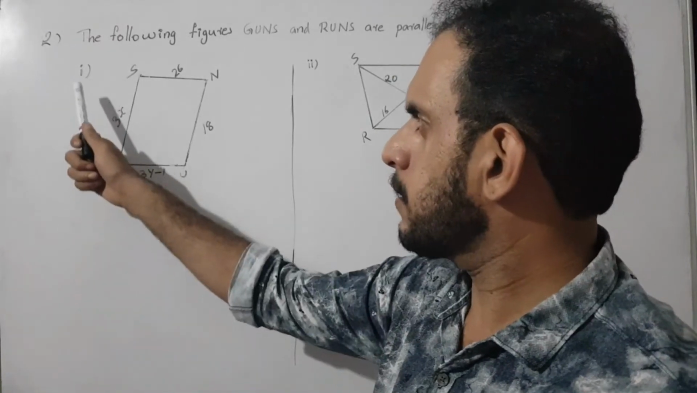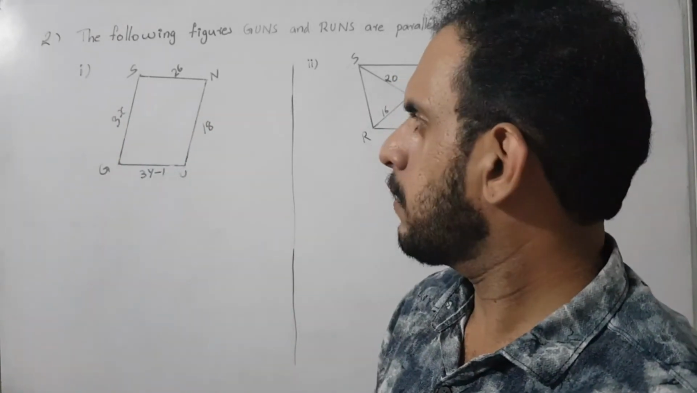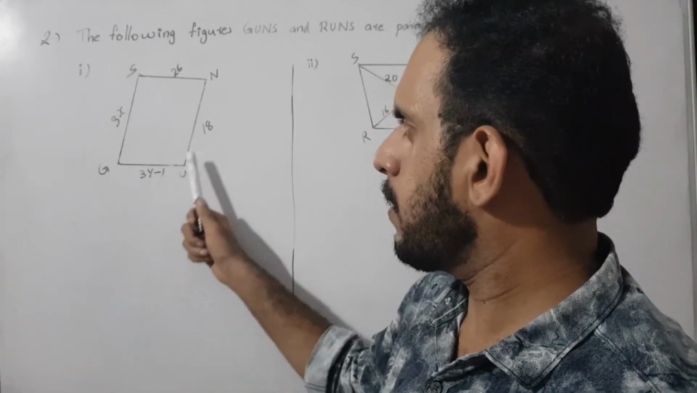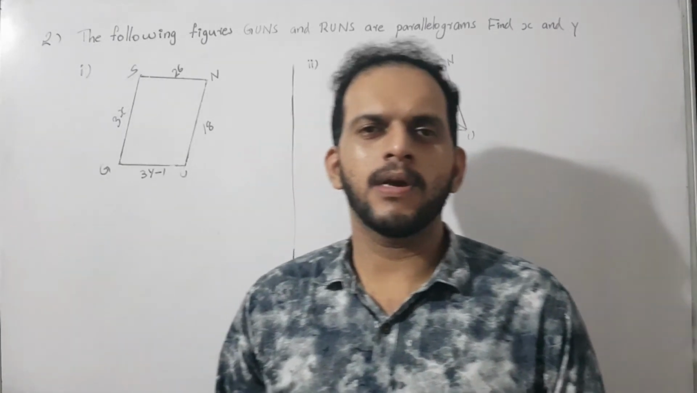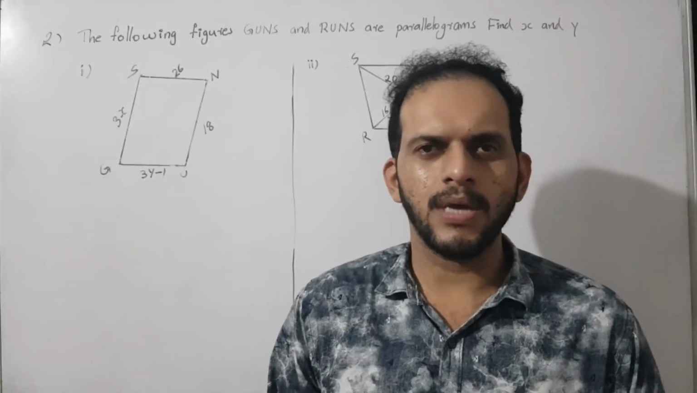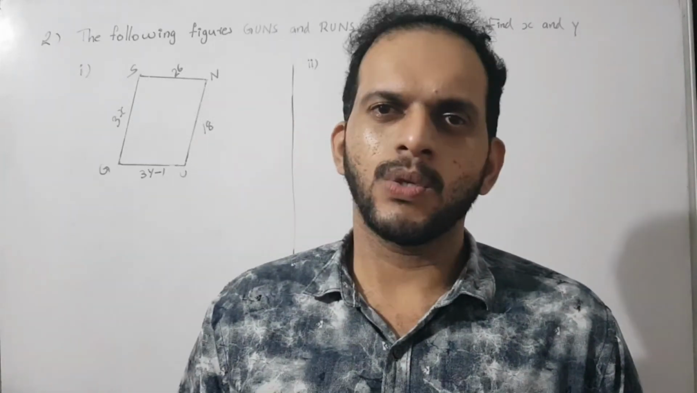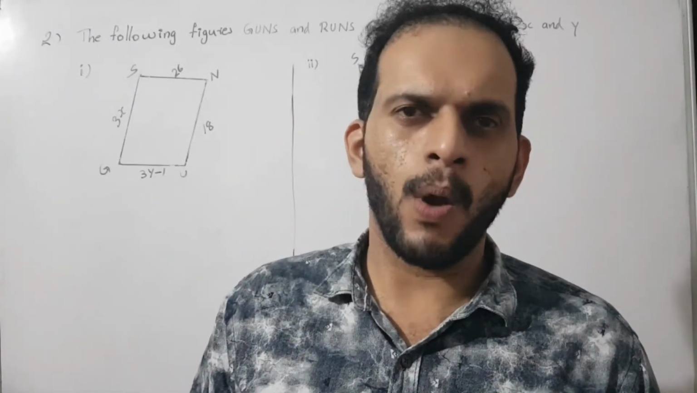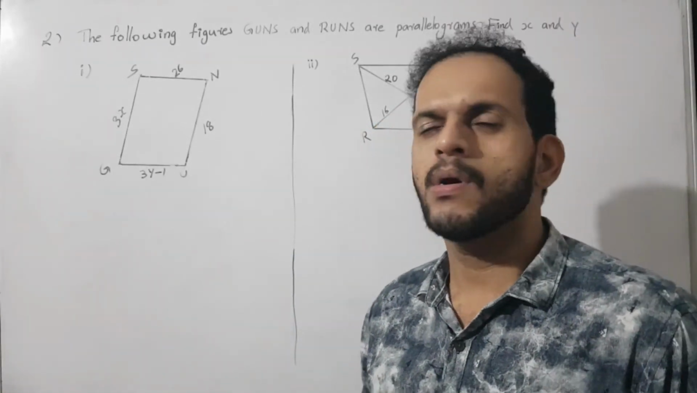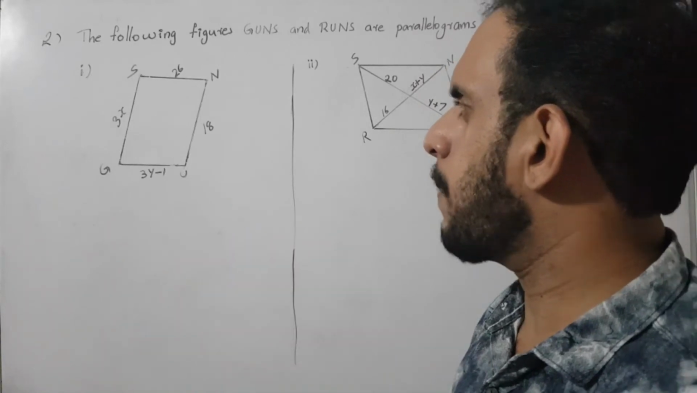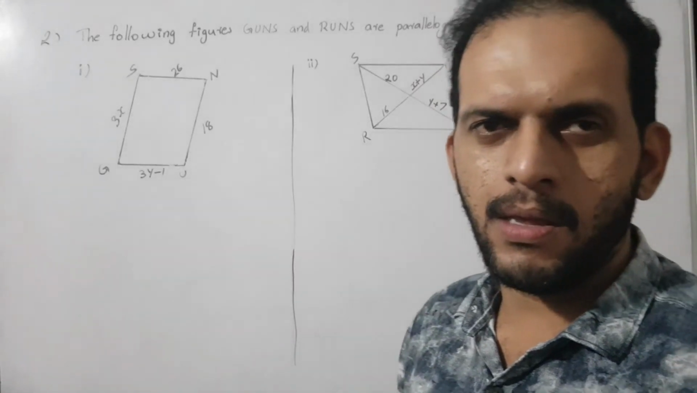Okay. Then this is a gun. The first one is Guns. Okay. Guns. And here the values are marked like this: 3y minus 1, 18, 26 and 3x. Okay. Then in this figure it is very clear. The values are marked on the sides. Correct. The values are marked on the sides. So here we need to apply the property of sides of the parallelogram. Okay, the sides of the parallelograms. What is the property of sides of parallelogram? The opposite sides of a parallelogram are equal.